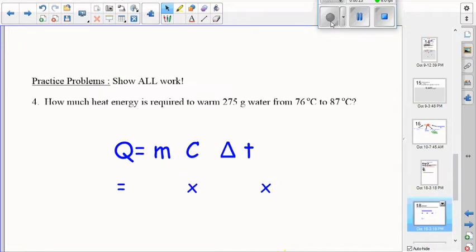Why don't we do this first one together? This is number 4, at the bottom of this worksheet. Let's talk about this one together to get a little warm up. How much heat energy is required to warm 275 grams of water from 76 degrees Celsius up to 87? When I'm first assessing this, what variable is it even asking me for?